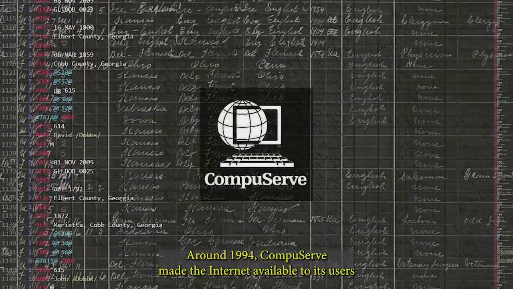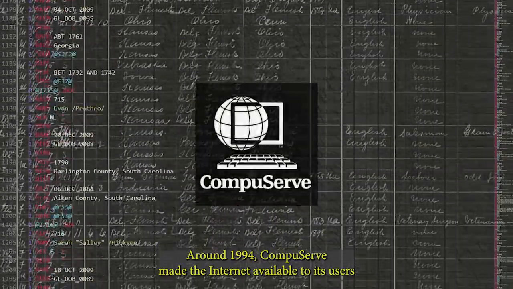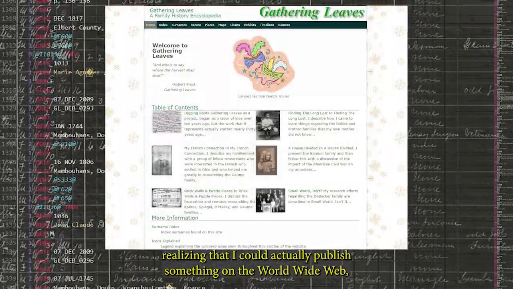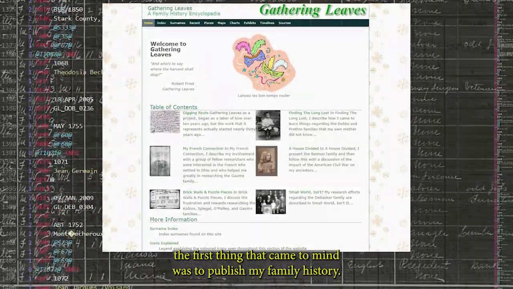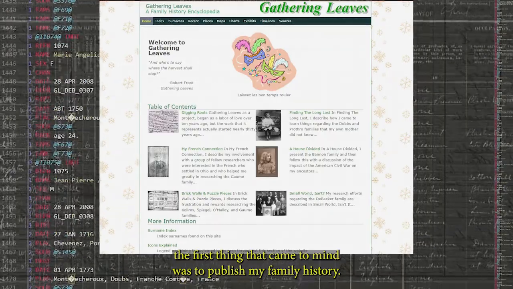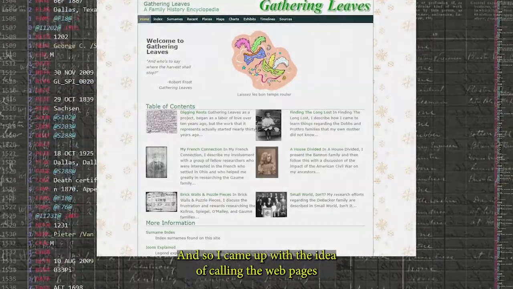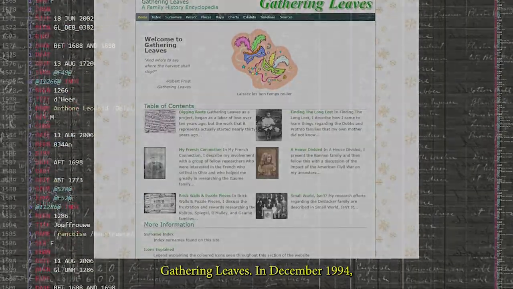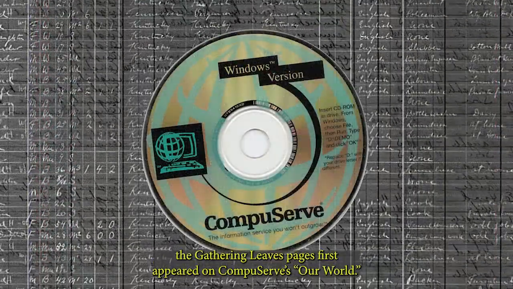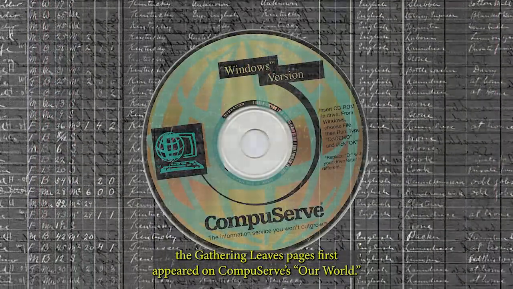Around 1994, CompuServe made the internet available to its users, and I built my first web page. Realizing that I could actually publish something on the World Wide Web, the first thing that came to mind was to publish my family history, and so I came up with the idea of calling the web pages Gathering Leaves. In December 1994, the Gathering Leaves pages first appeared on CompuServe's Our World.